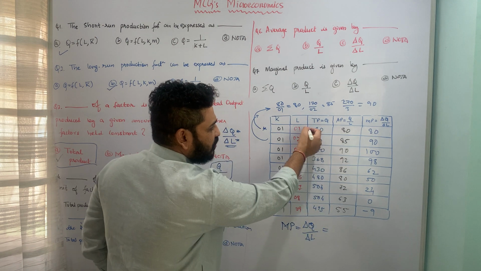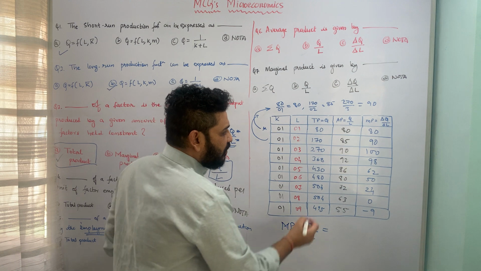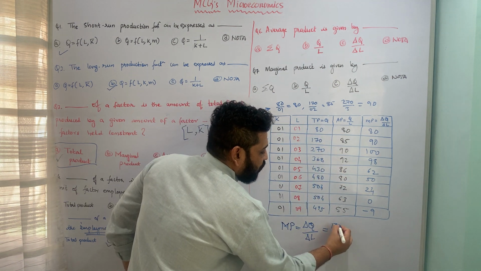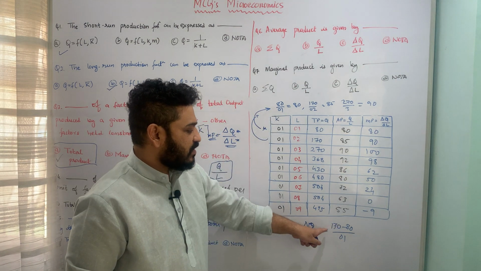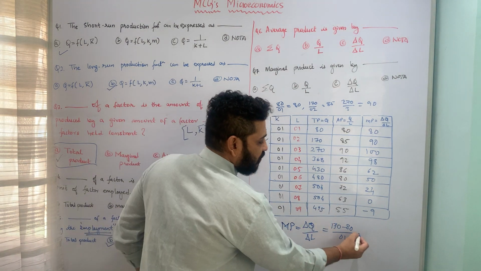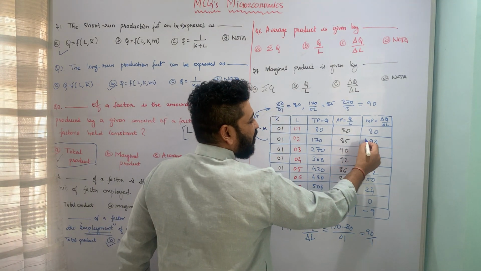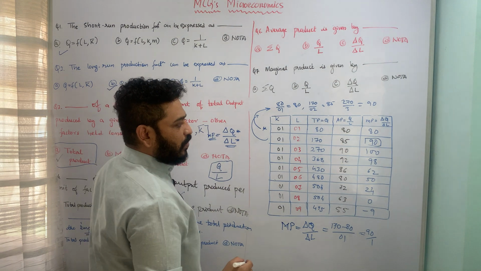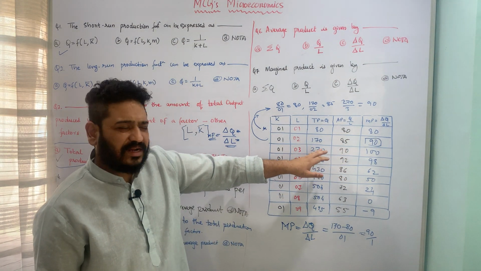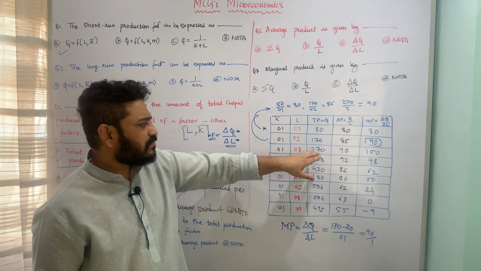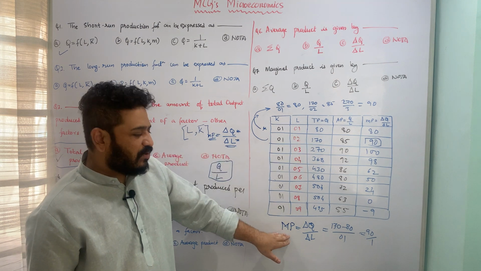Now let us look at the change in Q because of a 1 unit change in L. 170 minus 80 divided by 1. When you subtract this, you get 90 divided by 1, or 90. So this is the marginal product. I hope you can relate to what we are looking at here, which is in a sense easy to understand when we look at it with the help of an example.